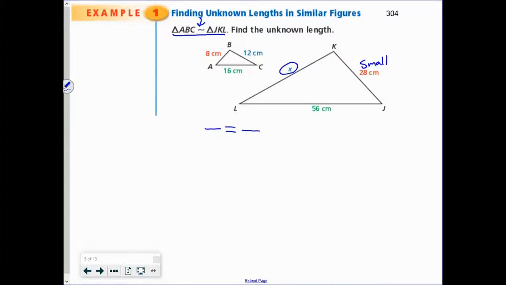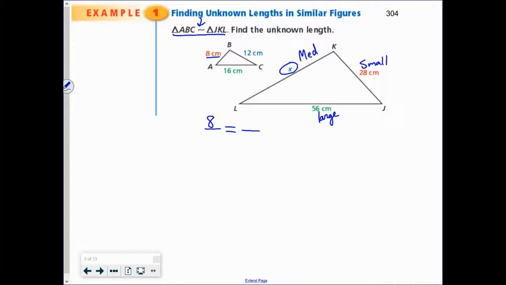This is an obtuse angle. That must mean my largest angle. That means 56 is my largest side. That must mean X is the medium size side. So I need to compare medium size sides, and I always want to, if at all possible, use the small side as well. So over here, 8 centimeters is going to be my smallest side.